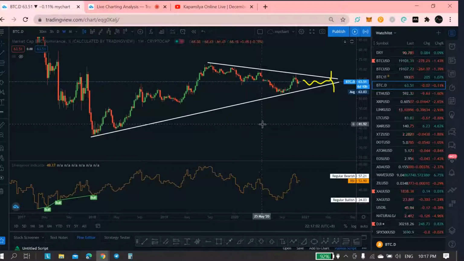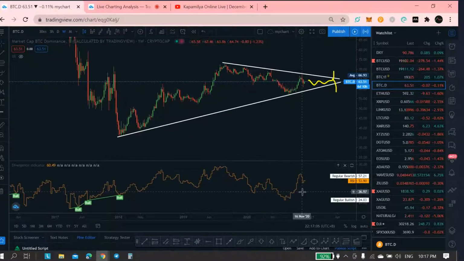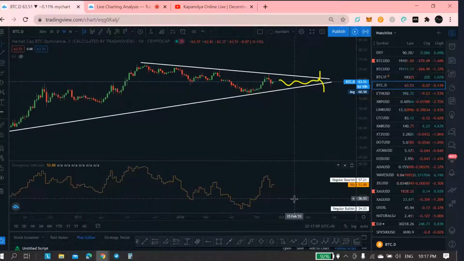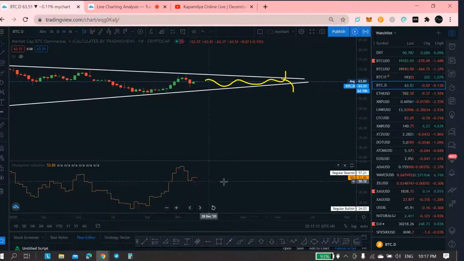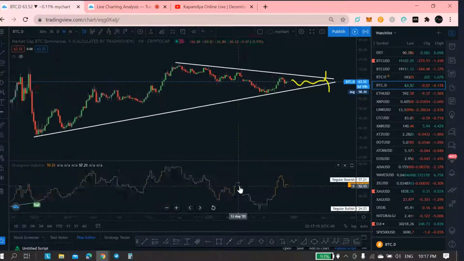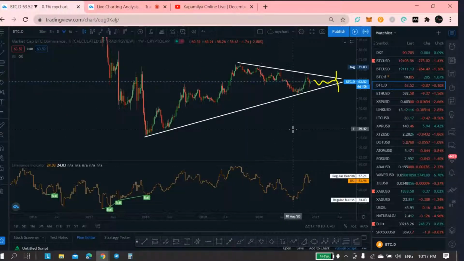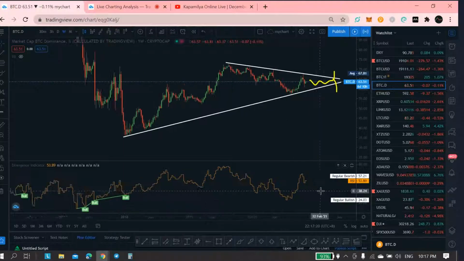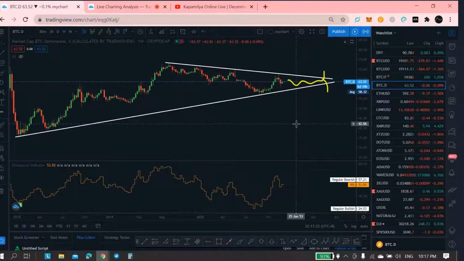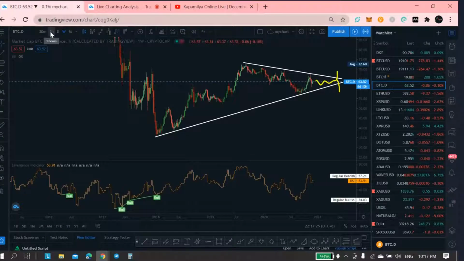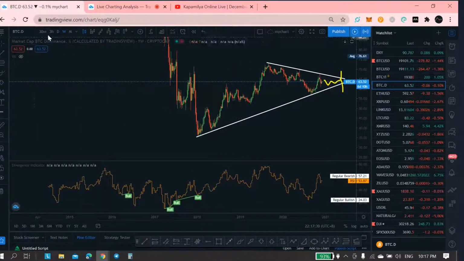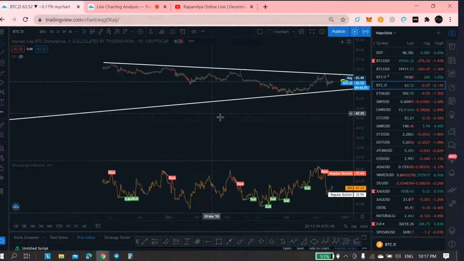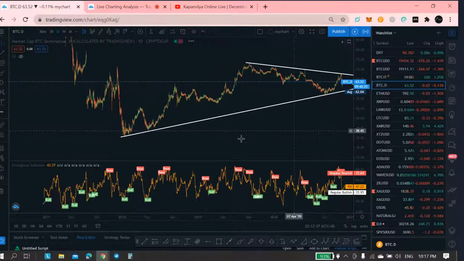So let's see. Even this divergence indicator is a flat indicator. So at the moment, I think it will not help us. Anyway, let's look at this daily time frame first before we go to the 3 hours time frame.